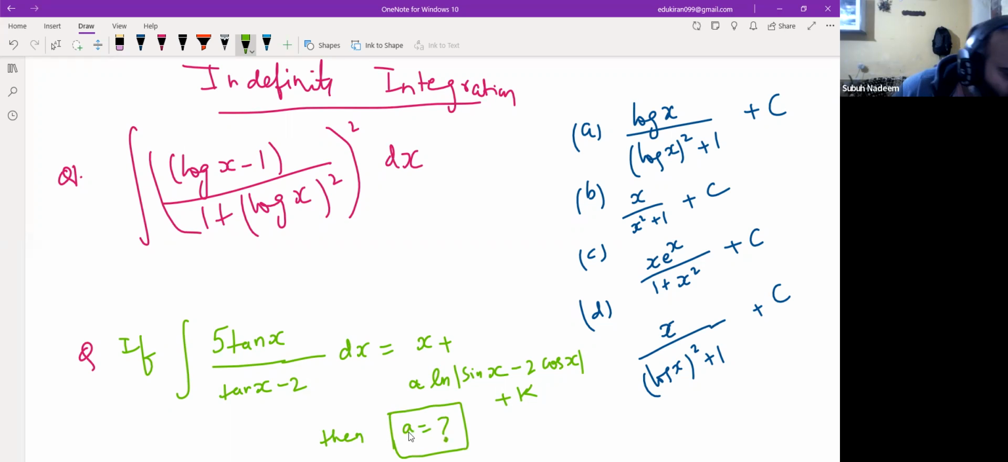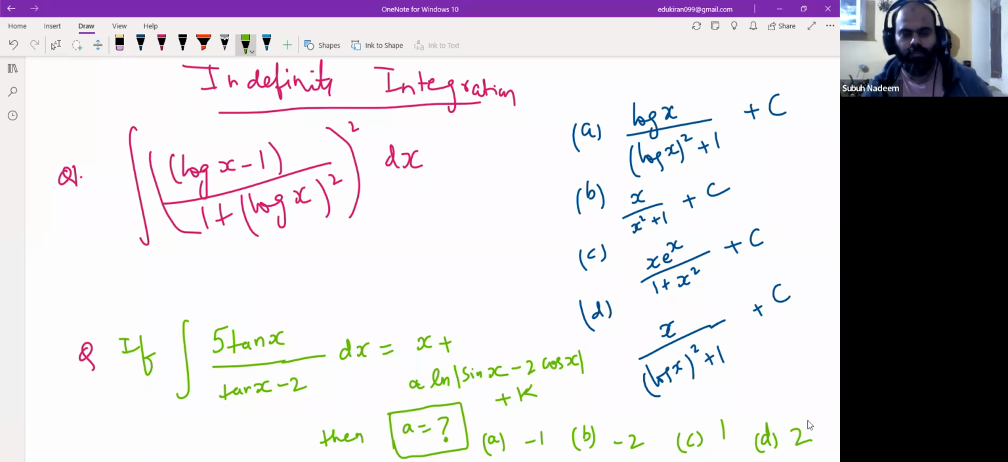What is a? Options are minus 1, minus 2, 1 and 2. First try these two questions.